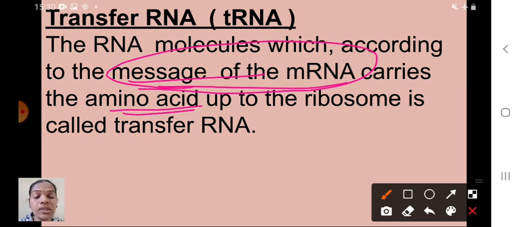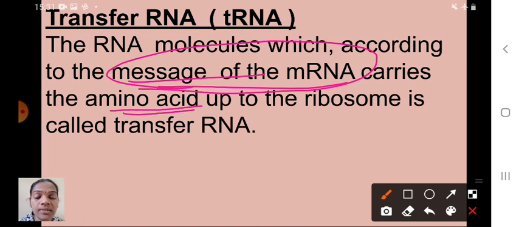Children, all these things you will study in your 10th standard. For now only this much you have to study: tRNA means transfer RNA. The RNA molecules which, according to the message of the mRNA, carry the amino acids. You know that protein is made up of amino acids. So this carries the amino acids up to the ribosome and is called transfer RNA. Understood children? Shall we go to the next one?